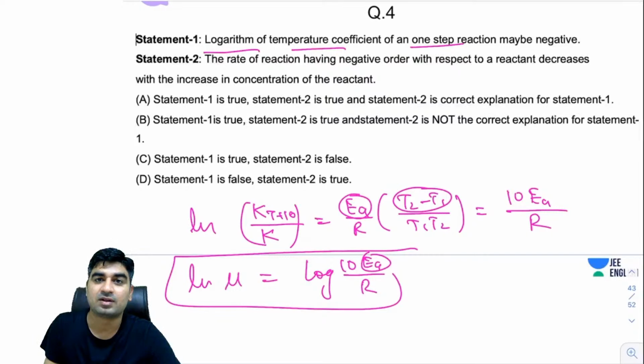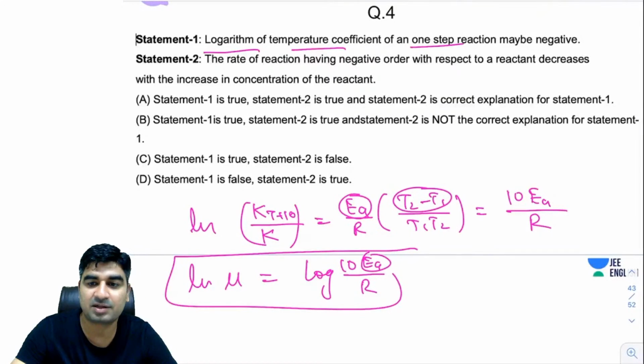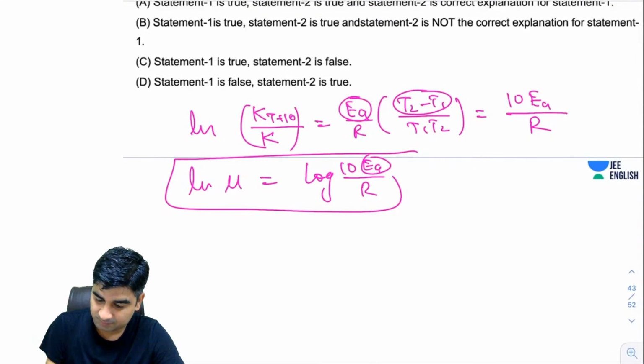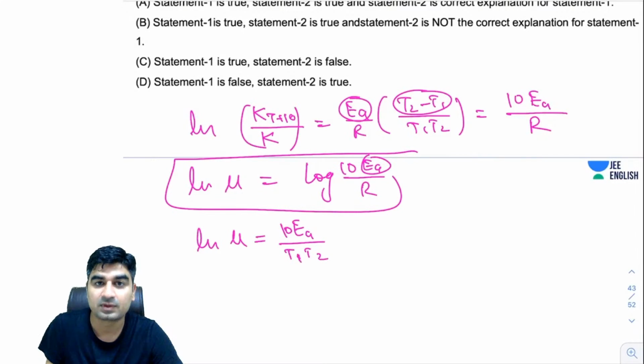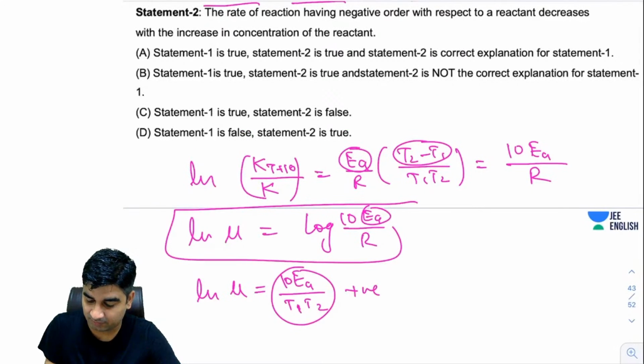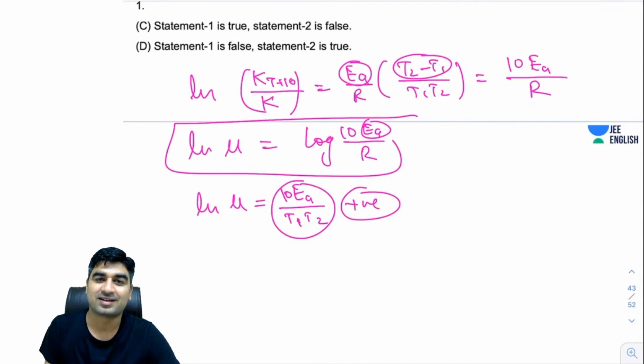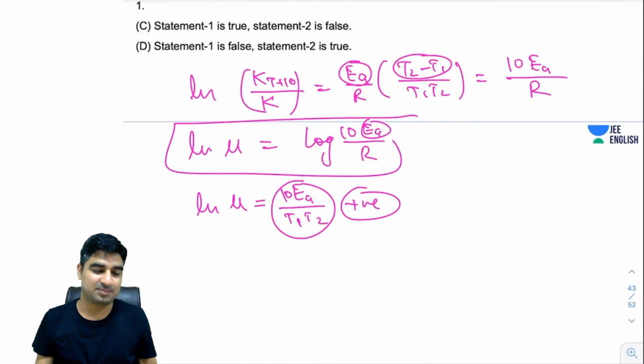And if it is positive, so what will happen? Logarithm of temperature coefficient of one step. Yes, answer me. What will happen? So how will I write? So ln nu is equal to 10 EA upon T1 T2. Tell me. So it will always be positive, and it says it is negative. So it's wrong. It will always be positive. Why? You can see it. Purely mathematical problem. Log is defined, but we don't have to take log. I hope you got it.